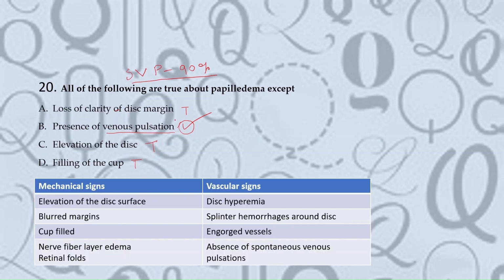So what are the signs of papilledema? We can divide them into mechanical and vascular signs. The mechanical signs include elevation of the disc surface, blurred disc margins, filling up of the physiological cup, and nerve fiber layer edema along with retinochoroidal folds. Coming to vascular signs, the disc is hyperemic, the vessels on the surface of the disc are engorged, there may be splinter hemorrhages in the peripapillary area, and there is absence of spontaneous venous pulsations. Whenever the venous pulsations are absent, gentle pressure is applied on the globe to look for induced venous pulsations, and these are again absent in papilledema.